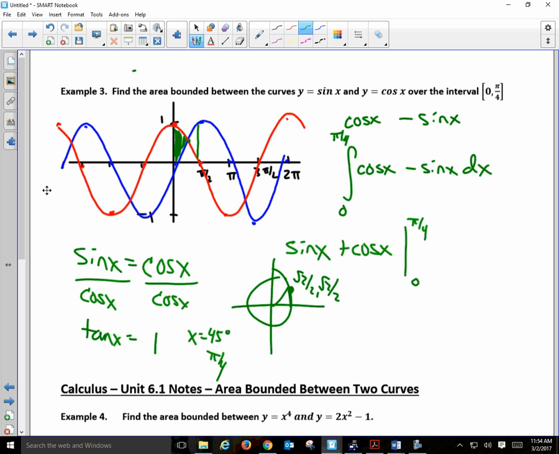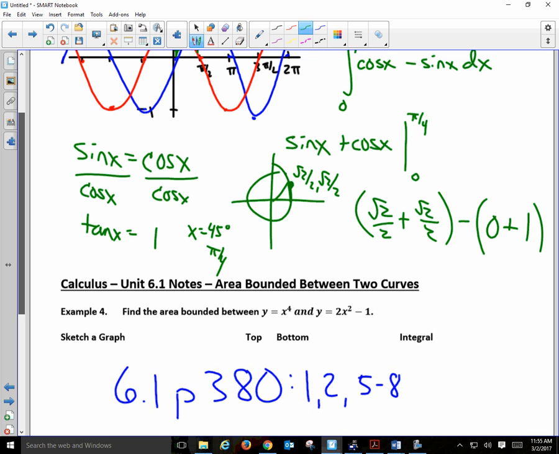Good. So the sine of pi over 4 is root of 2 over 2, plus the cosine of pi over 4 is root of 2 over 2, minus, what's the sine of 0? 0 and 1. What's root of 2 over 2 plus root of 2 over 2? Root of 2, minus 1. And that's the exact area. Just kind of cool. 0.41.